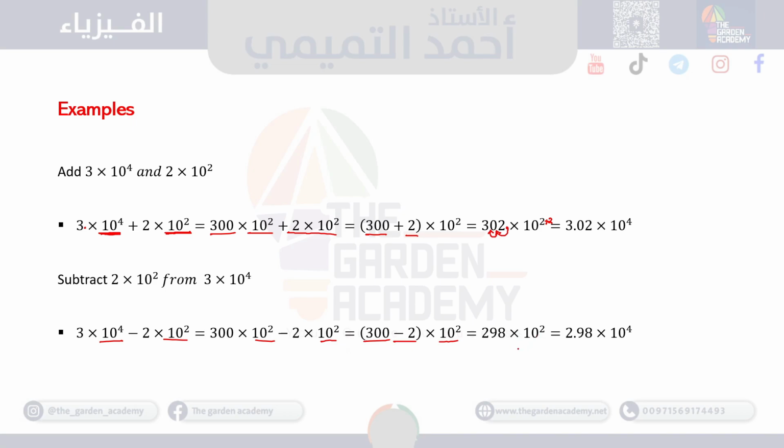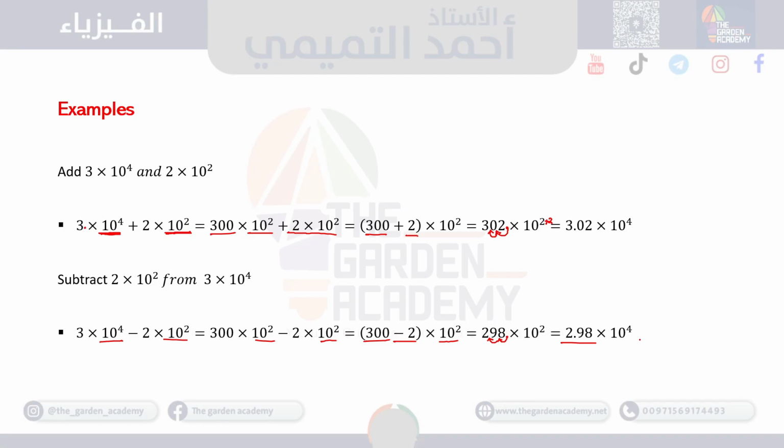Again, in order to write it down in the correct scientific notation form, we move this decimal to the left by 2 digits, and we form 2.98, which is a coefficient between 1 and 10. This is correct. And since we have moved to the left by 2 digits, then we add 2 to this 2. So it becomes 10 to the power 4. And this is the end of this example.